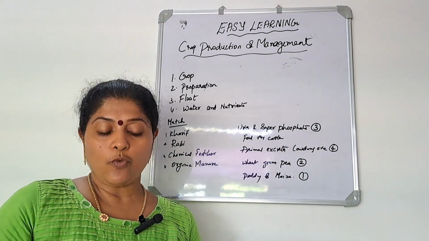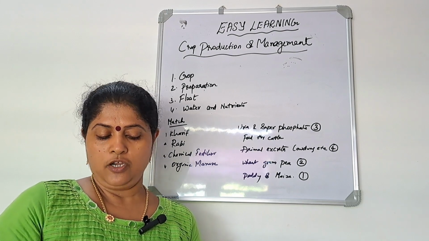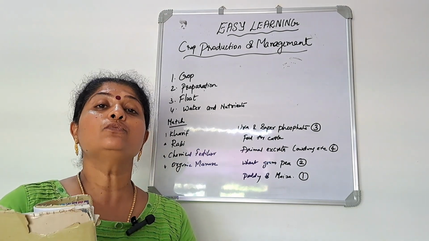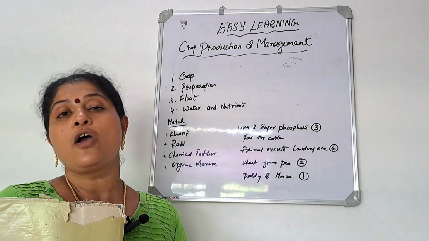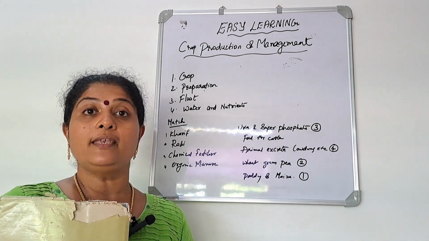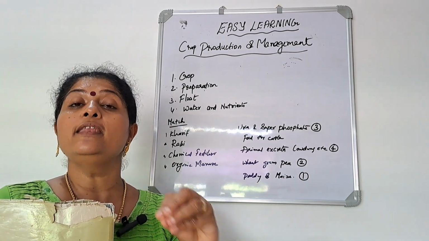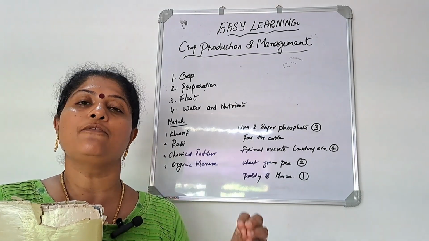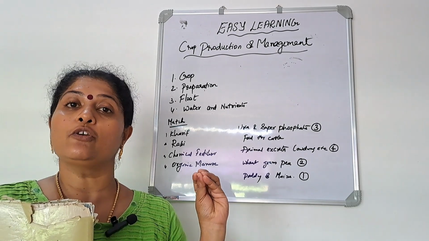Next, seventh question: if wheat is sown in the Kharif season, what would happen? So wheat belongs to which type of crop, Kharif or Rabi? Actually, wheat belongs to the Rabi crop. It is a winter crop. So if wheat is grown in the Kharif season, during the rainy season, what will happen to the crop? Discuss that particular statement.